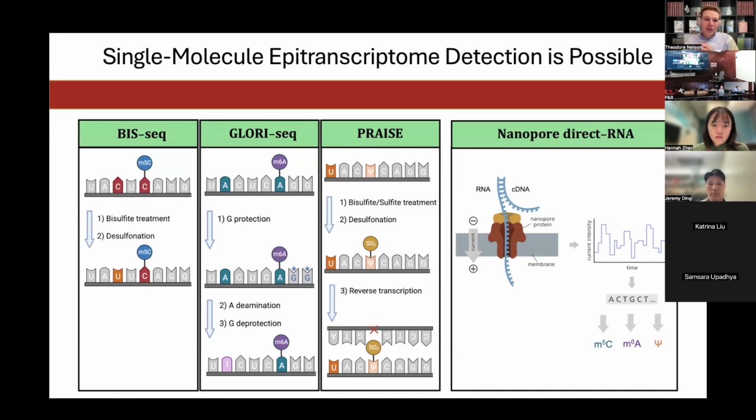And so, there are all of these chemical strategies that Chris mentioned, which are able to use some kind of chemical treatment to either protect or deprotect selectively the modification sites that have the modification of interest, and then allow you to read it out within a next generation sequencing experiment, such as even with Illumina short read.